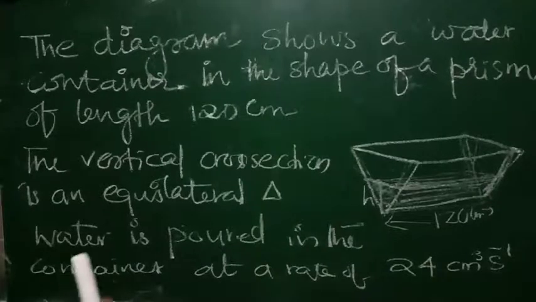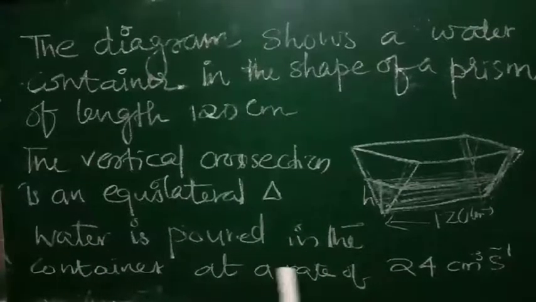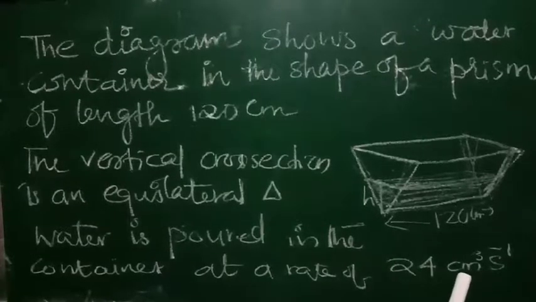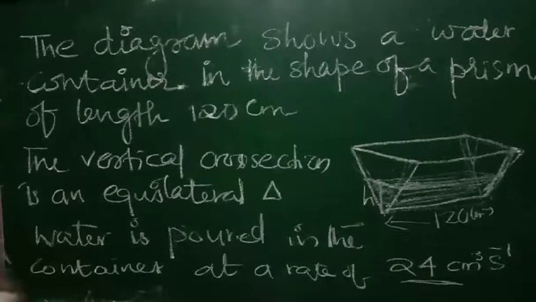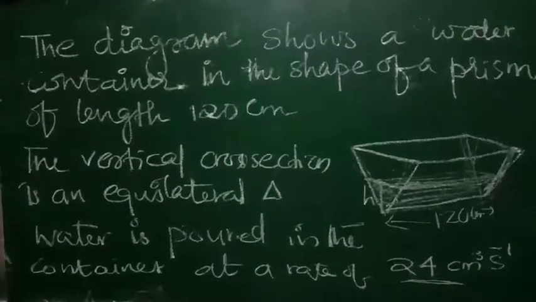Okay, here as per the question, water is poured into the container at a rate of 24 cubic centimeter per second. What do you mean by this? It's the rate of change of volume in the container. The volume of water in the container is increasing time by time as the water is poured into the container. So this is nothing but dV by dt. Okay, let's see how to do the solution.